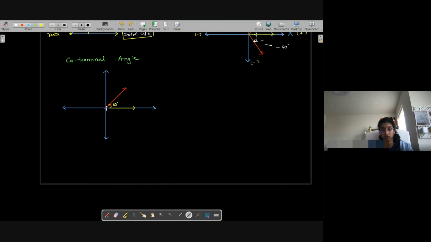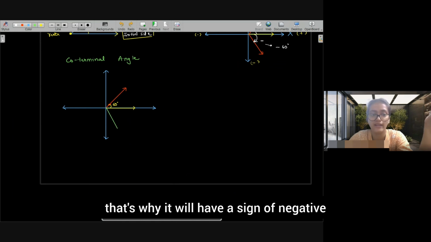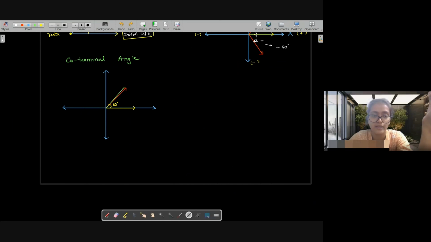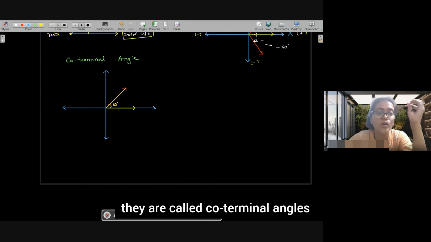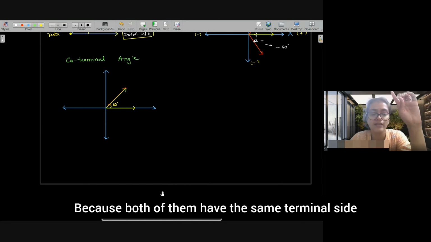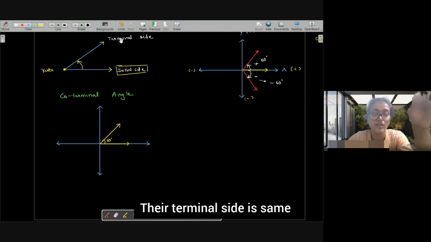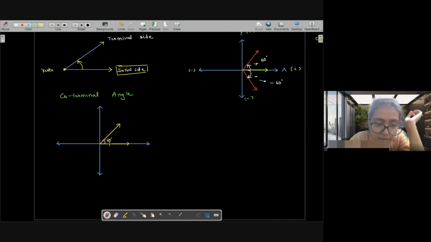That's negative, exactly. Since we are moving in the clockwise direction, it will have a sign of negative. And you said it correctly, we will do 360 minus 60. Now these two angles are called coterminal angles. Why? Because both of them have the same terminal side. The red angle and the green one, their terminal side is the same. Now see the green one, you will mark the green one like this.